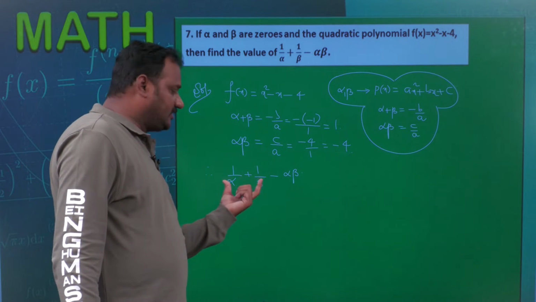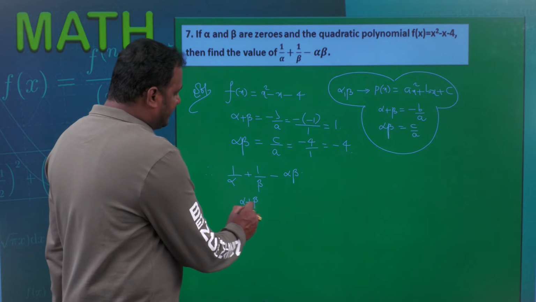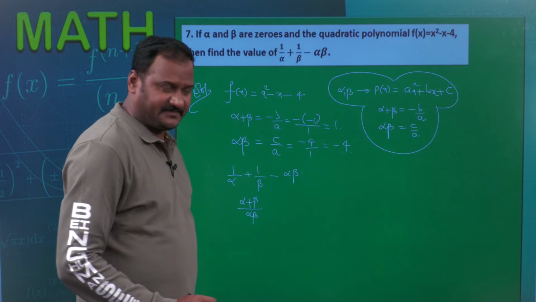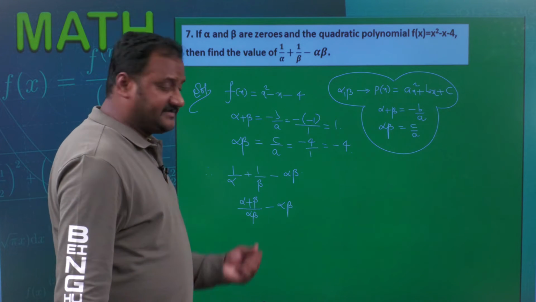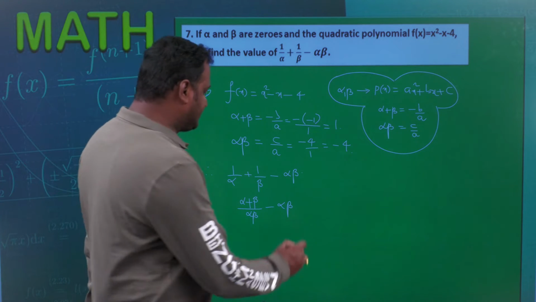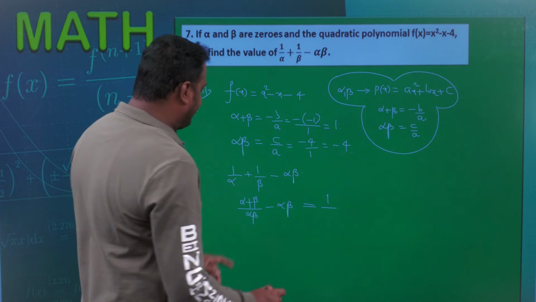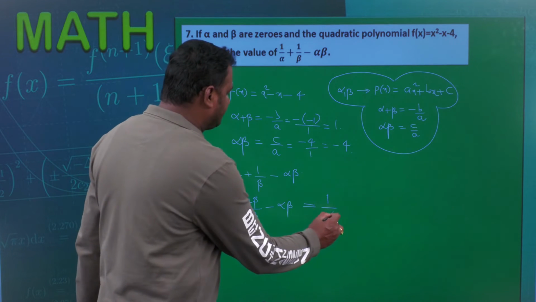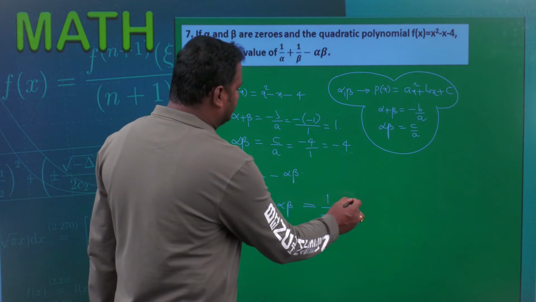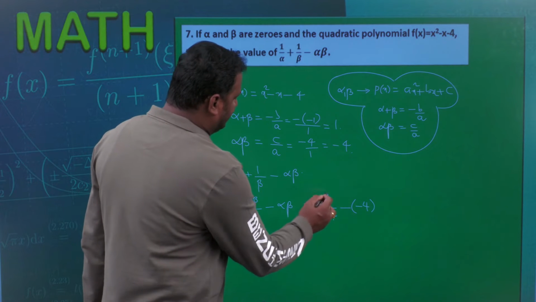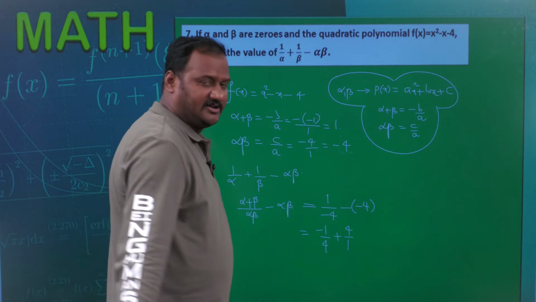Let us try to simplify only these two fractions. What is 1 by alpha plus 1 by beta? Alpha plus beta by alpha beta after taking LCM; minus alpha into beta is already there. You know the value of alpha plus beta as well as alpha into beta. Just substitute the values: alpha plus beta is going to be 1 divided by alpha into beta, which is minus 4, correct. Minus alpha into beta is minus 4, so minus of minus 4. So 1 by minus 4 equals minus 1 by 4, and minus of minus equals plus 4 divided by 1. Will you be able to simplify this?